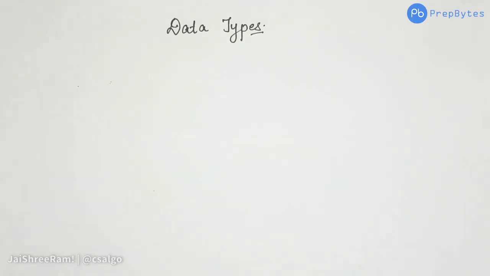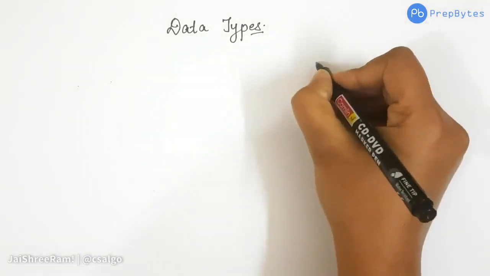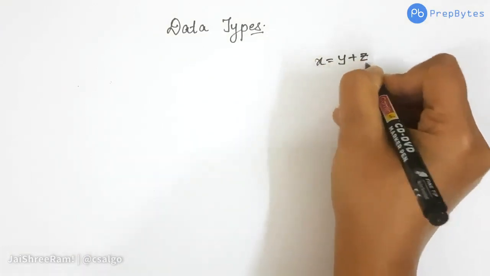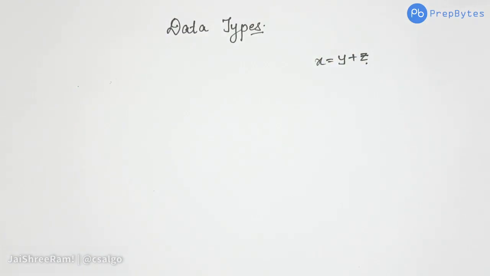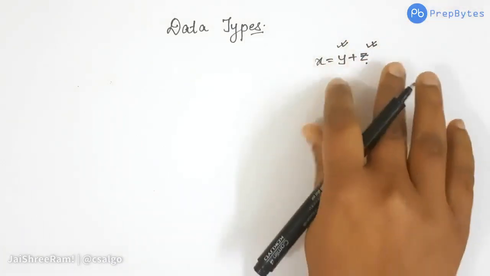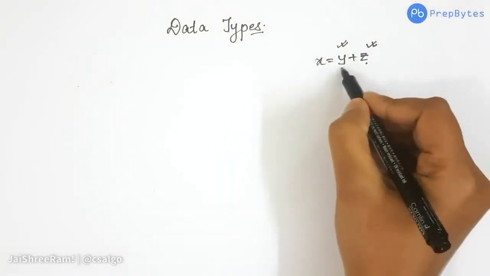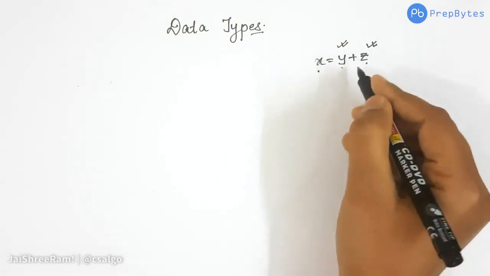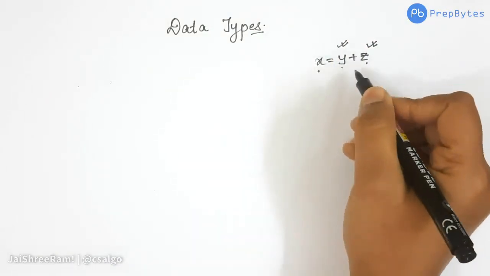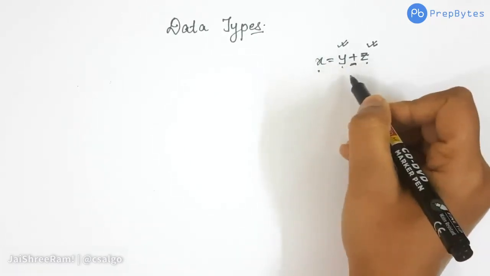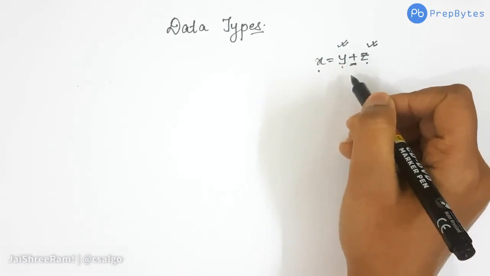Let's take an example. Let's say I write an expression in C++: x equal to y plus z. Now there are several things here. For the compiler to know that y and z can be added and that value can be given to x, the compiler has to know whether the operation that we are performing on y and z, which is addition, is valid for y and z or not.